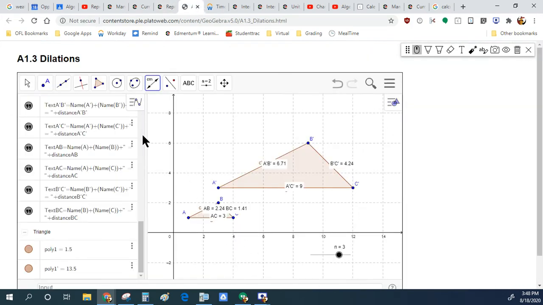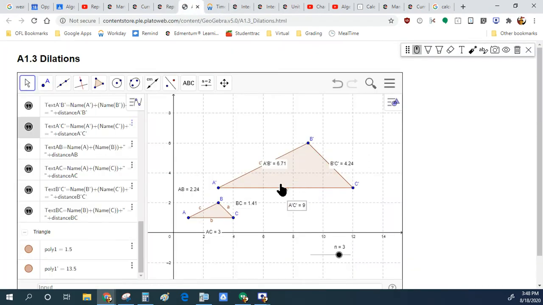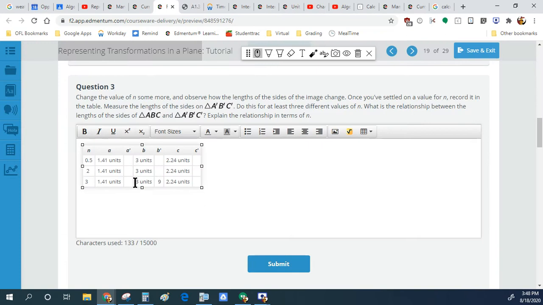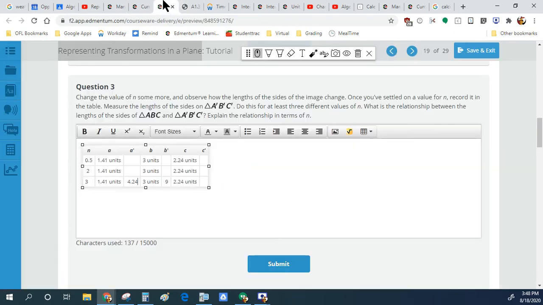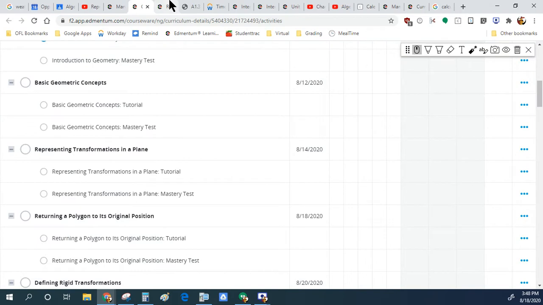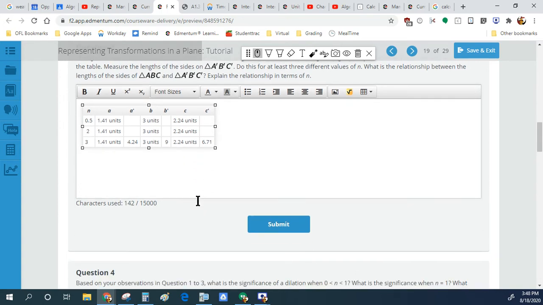See how, let me move these around. My little b is my 3, my little a is a 1.4. So 1.4. But here I'm going to call it my little a prime, so 4.2. So I'm going to change this to 4.24. And the last one is going to be 6.7. So I'm going to change this to 6.71. All right. So that's how I would do this.